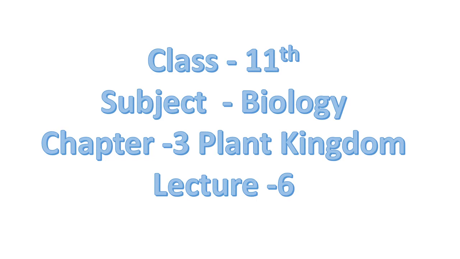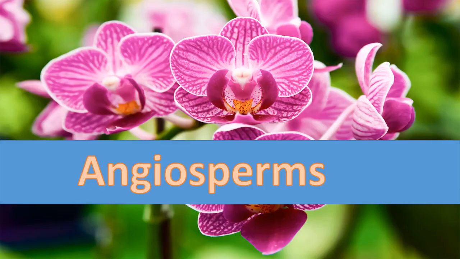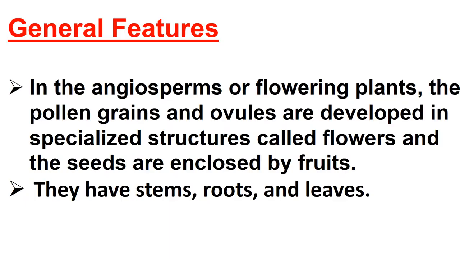This is 11th class biology, lecture 6 of chapter 3, plant kingdom. And today you will learn about the angiosperms, their general features, reproduction and life cycle. So let's start with the general features of angiosperms.